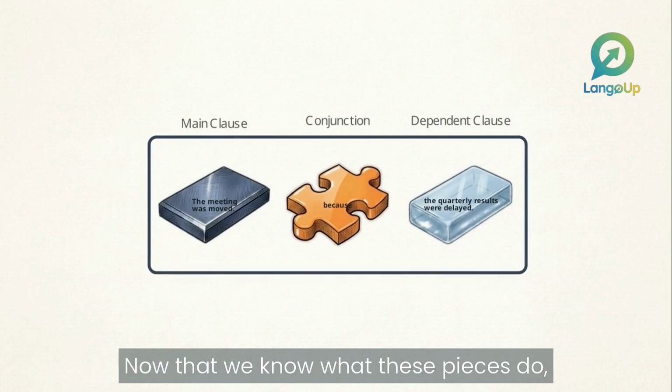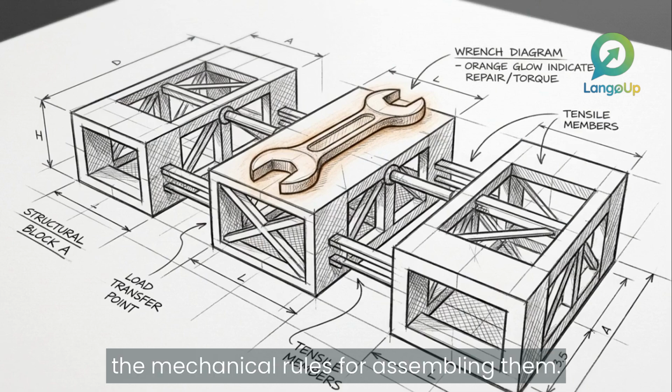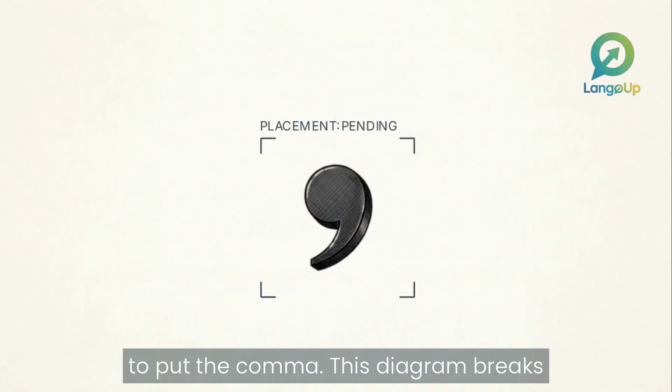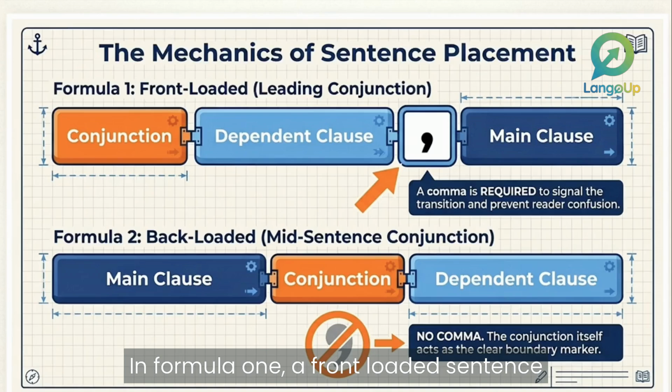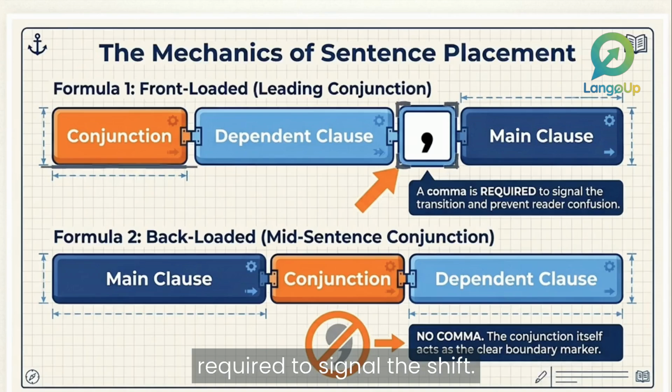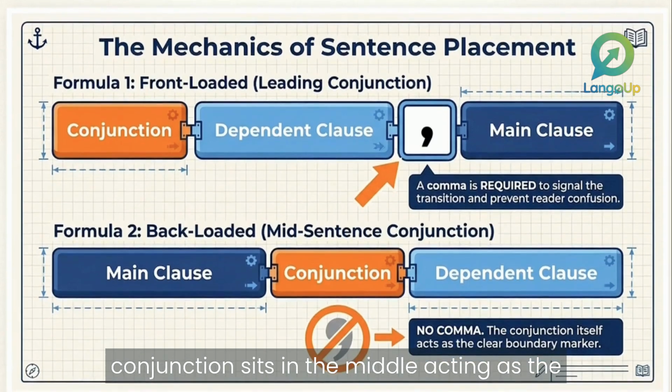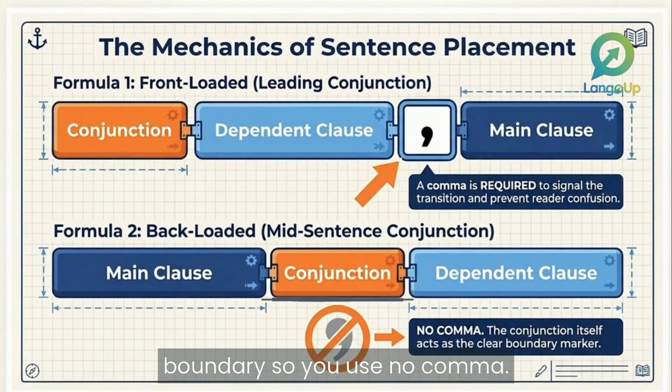Now that we know what these pieces do, we need to look at the mechanical rules for assembling them. The most common question here is where to put the comma. This diagram breaks down sentence placement. In Formula 1, a front-loaded sentence starts with the conjunction, so a comma is required to signal the shift. In Formula 2's backloaded sentence, the conjunction sits in the middle, acting as the boundary, so you use no comma.